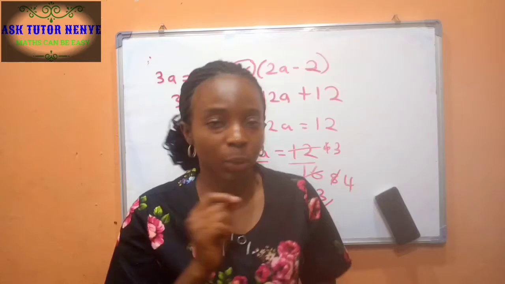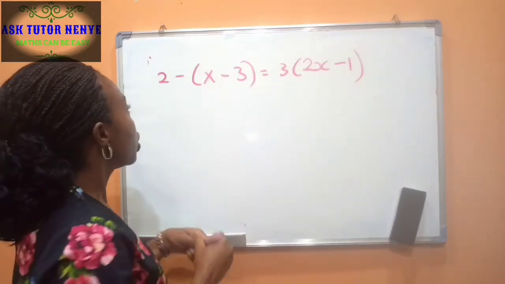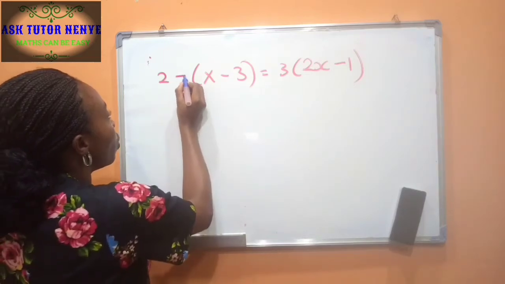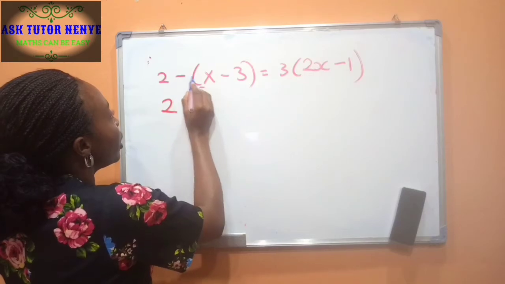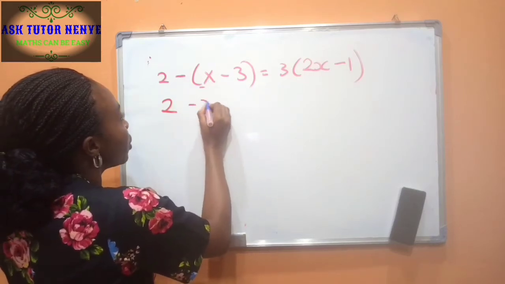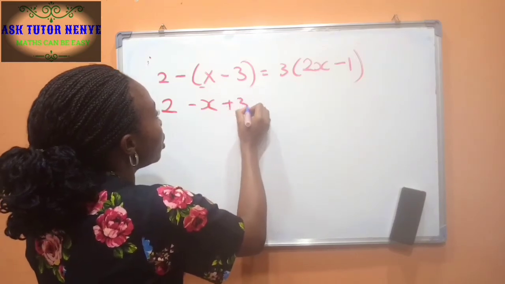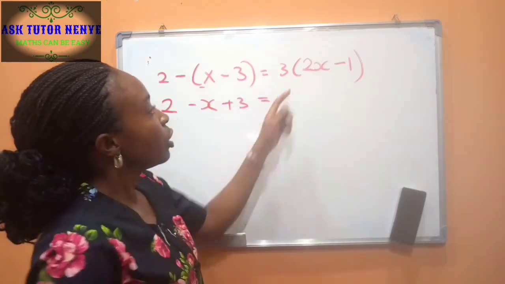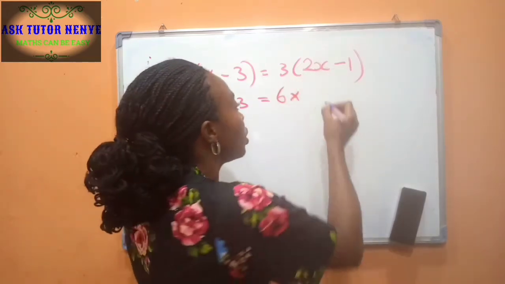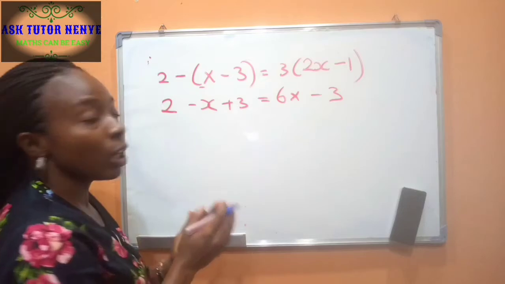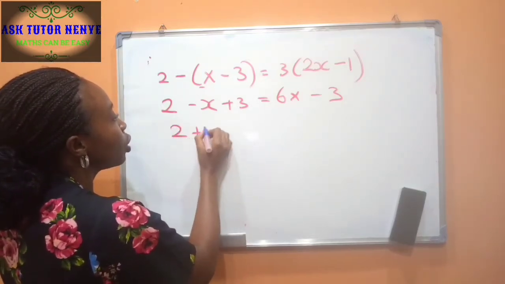Let's take one more example. The first thing we do here is to open up the bracket. Alright, so we are going to use this one to multiply through. So we're going to have 2 minus 1 times x gives us minus x, minus 1 times minus 3 gives us plus 3 equals to 3 times 2a gives us 6a. 3 times minus 1 gives us minus 3. So we can now collect what? Like terms. So we are going to have 2 plus 3.